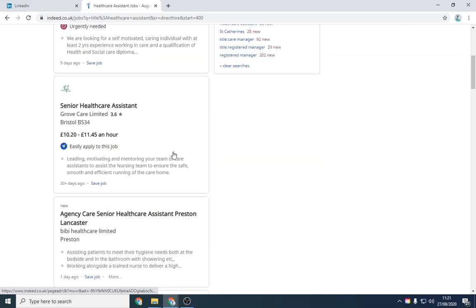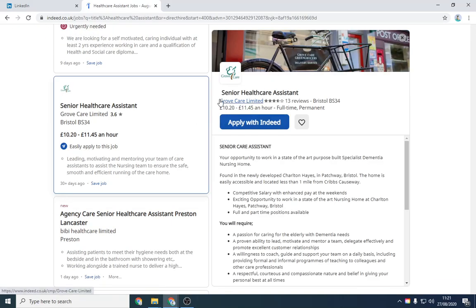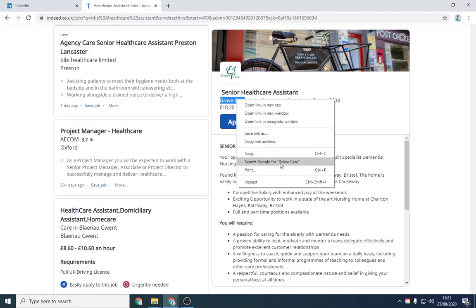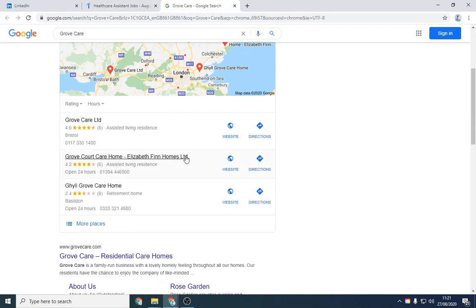What you want to do is try and find a care home. These are very unlikely to be contacted by agencies because they're so far down the list, and obviously they've given their own time to look at that. So we're going to look at these companies and what sort of profiles they are.